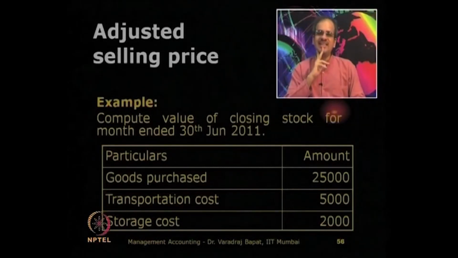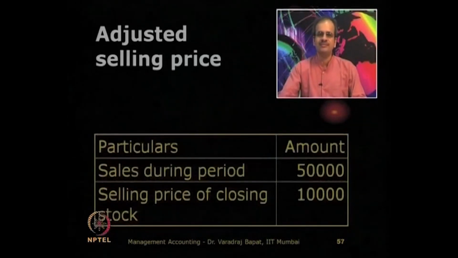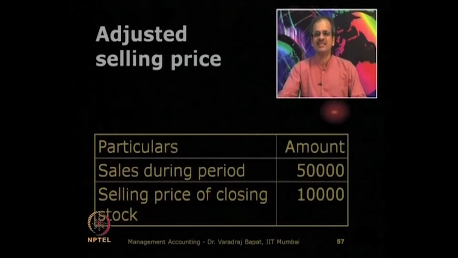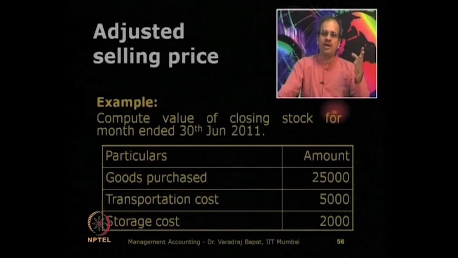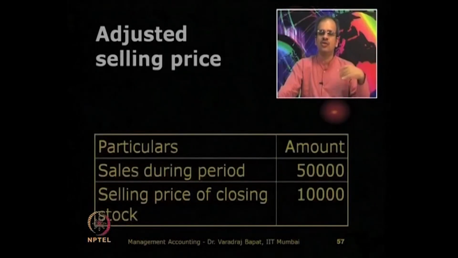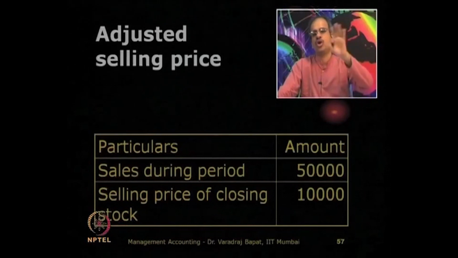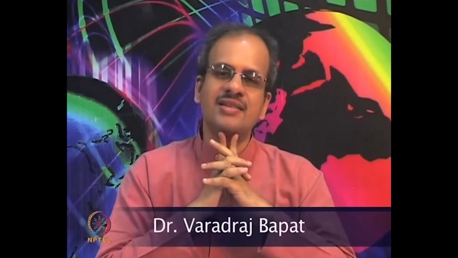So, let us have a look at an example. You are given goods purchase, transport cost, storage cost, sales and selling price of the closing stock. So, you know that your total cost is 25, 5 and 2, and out of these stocks your sales are 50,000 plus you have a stock of 10,000. Calculate the value of closing stock. So, how will you calculate the value of closing stock? Any guesses?